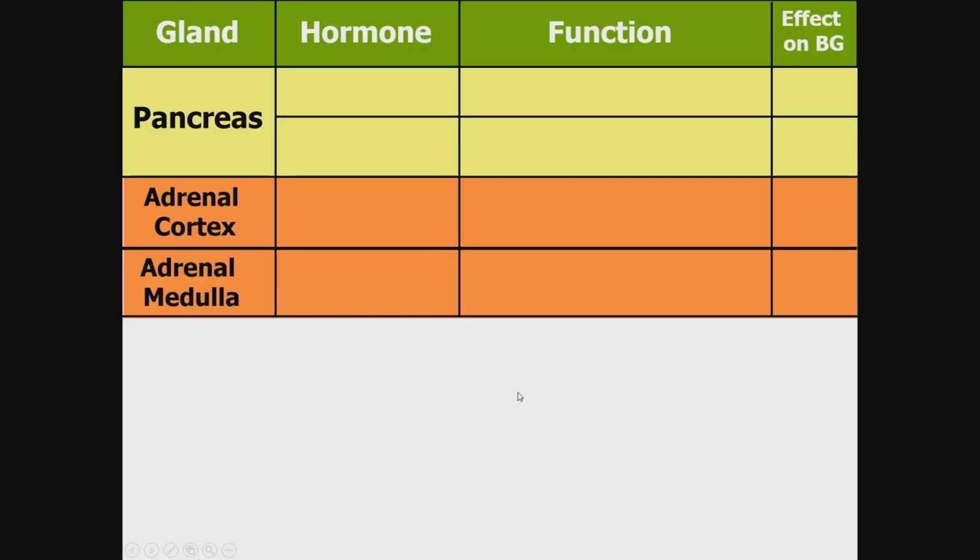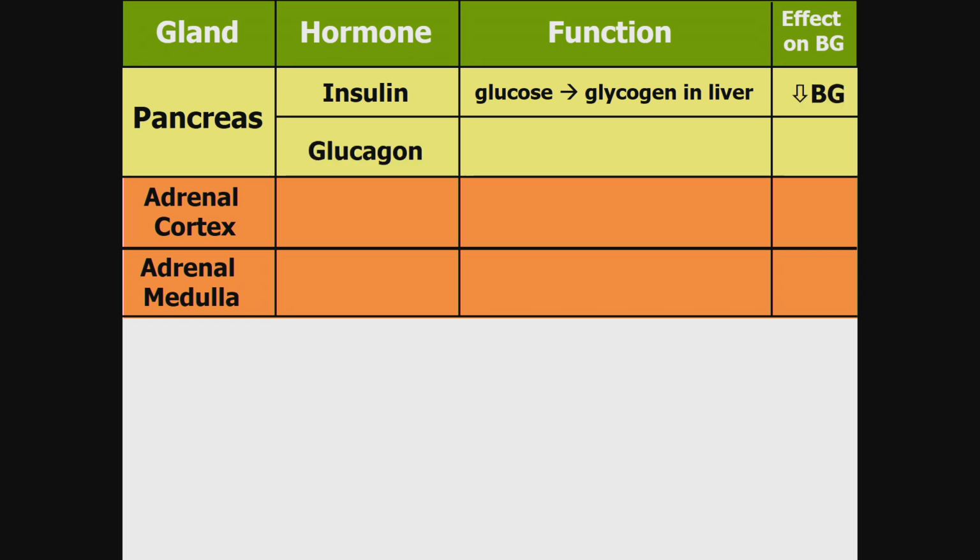Let's review the glands and hormones that they produce that affect blood glucose in the body. The pancreas produces insulin. It causes the conversion of glucose into glycogen in the liver, and it lowers blood glucose. Glucagon is released when your glucose is gone. So it causes the conversion of glycogen back into glucose in the liver, which goes into the blood to increase blood glucose.